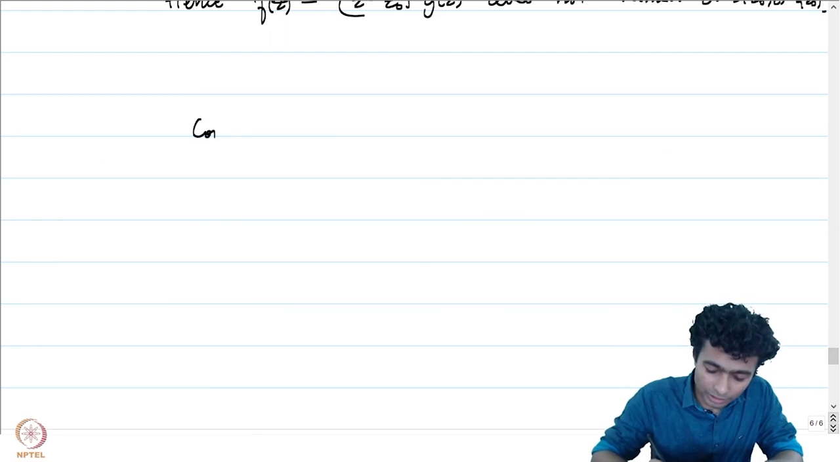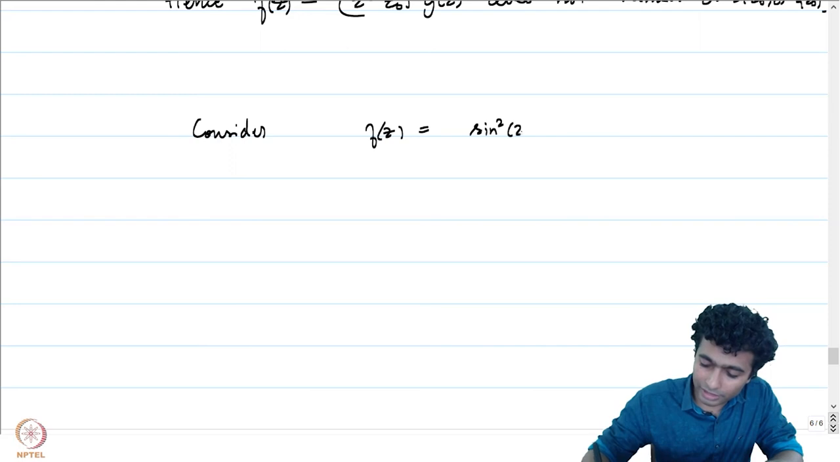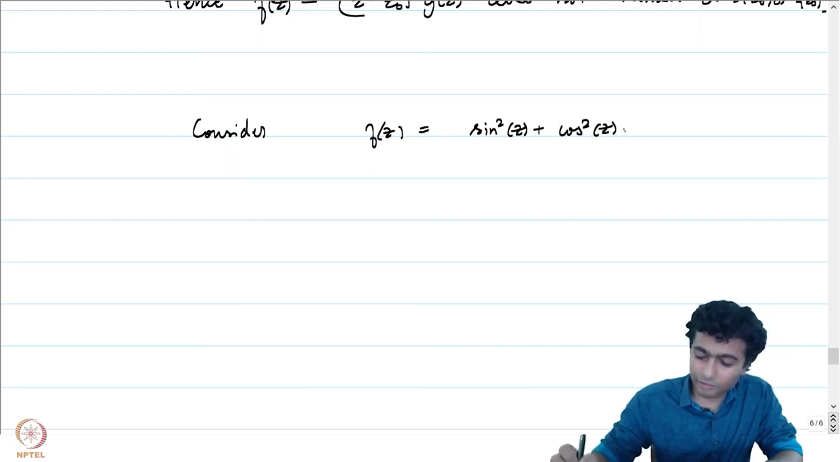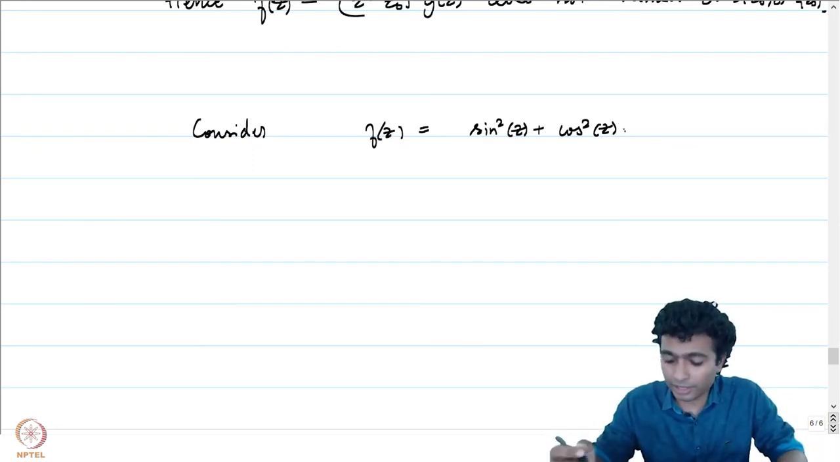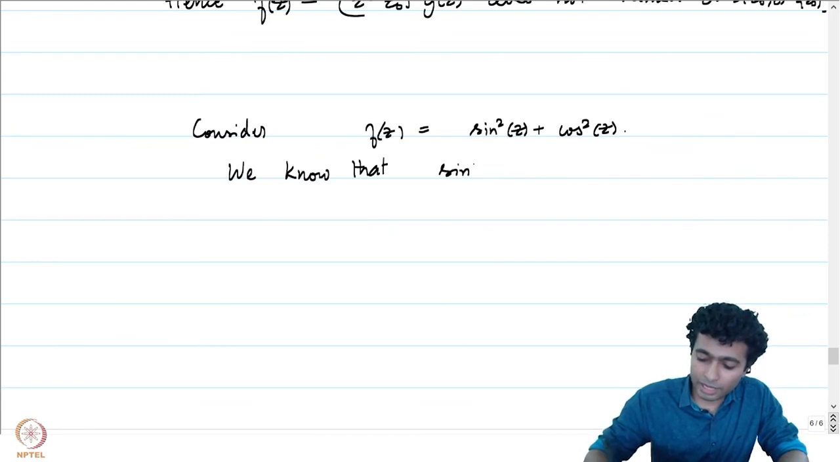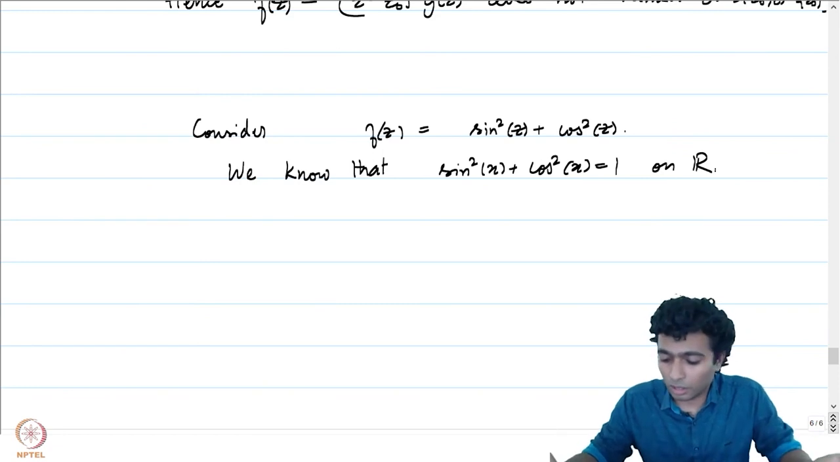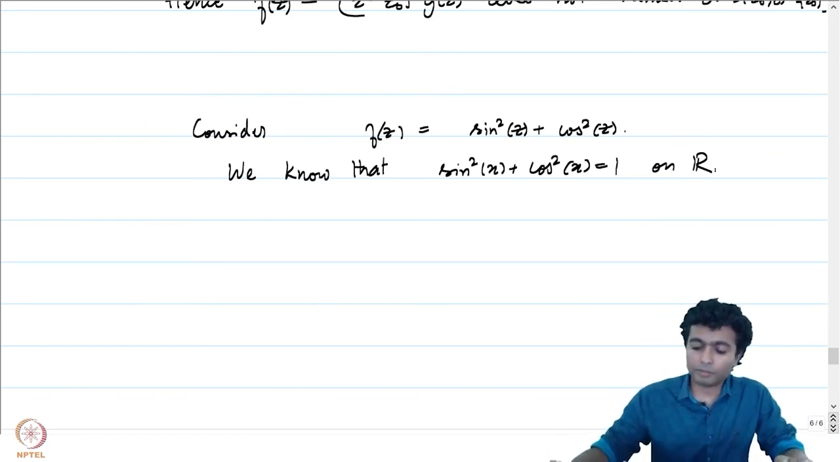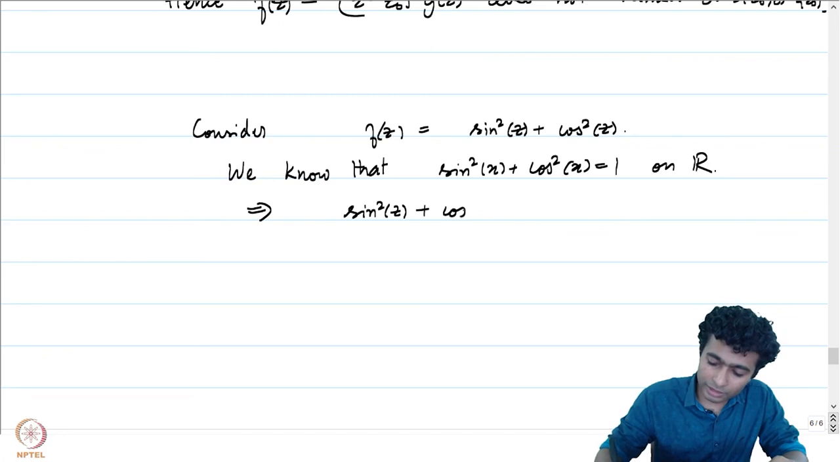So, for example, consider the function f(z) equal to sin^2 z plus cos^2 z. If we know that sin z and cos z extend the sine function and cosine function which are defined on the real line, we know that sin^2 x plus cos^2 x is equal to 1 on R. Now, R is certainly one set which has limit points. In other words, this forces sin^2 z plus cos^2 z to be equal to 1.